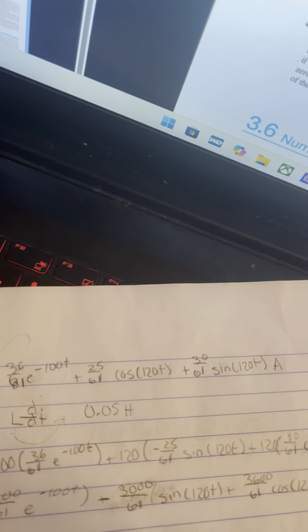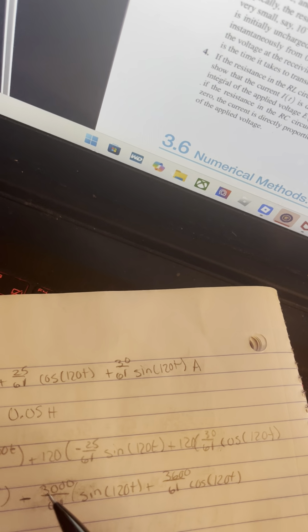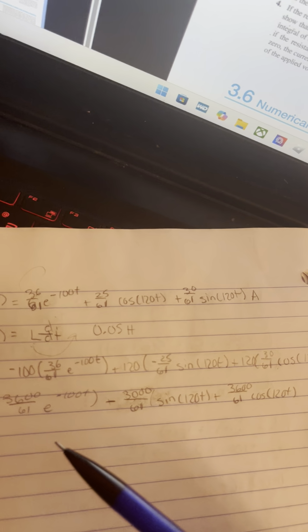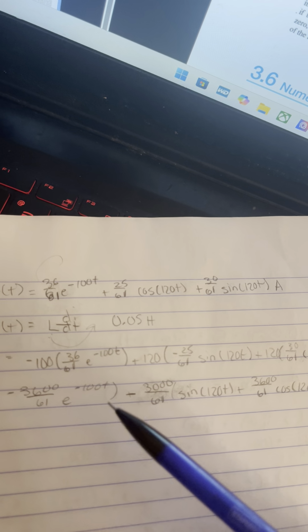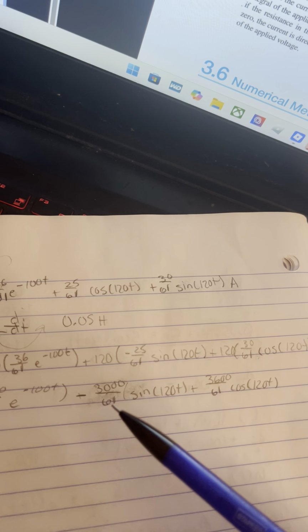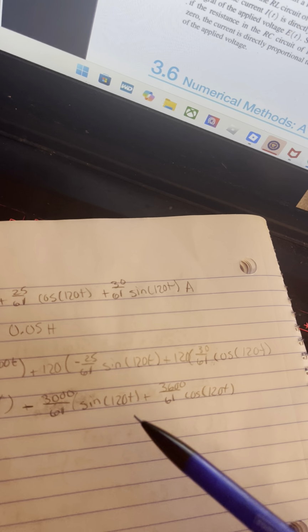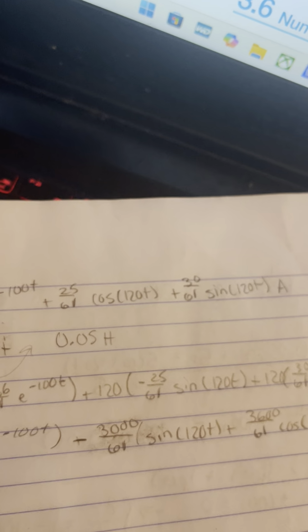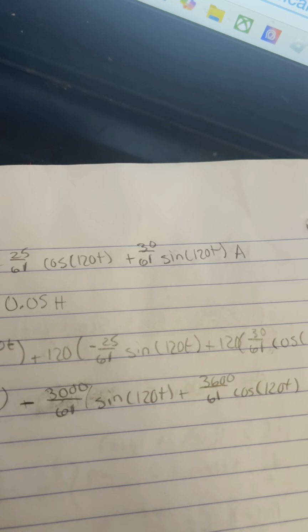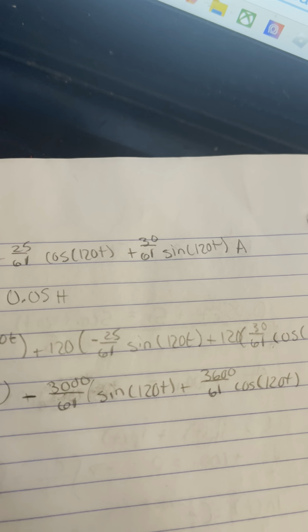For the first derivative, you get negative 100 times that. You're basically pulling out the coefficient of the t, 120, and you multiply that together. You get negative 3,600 over 61 e to the negative 100t, minus 3,000 over 61 sine 120t, plus 3,600 over 61 cosine 120t.